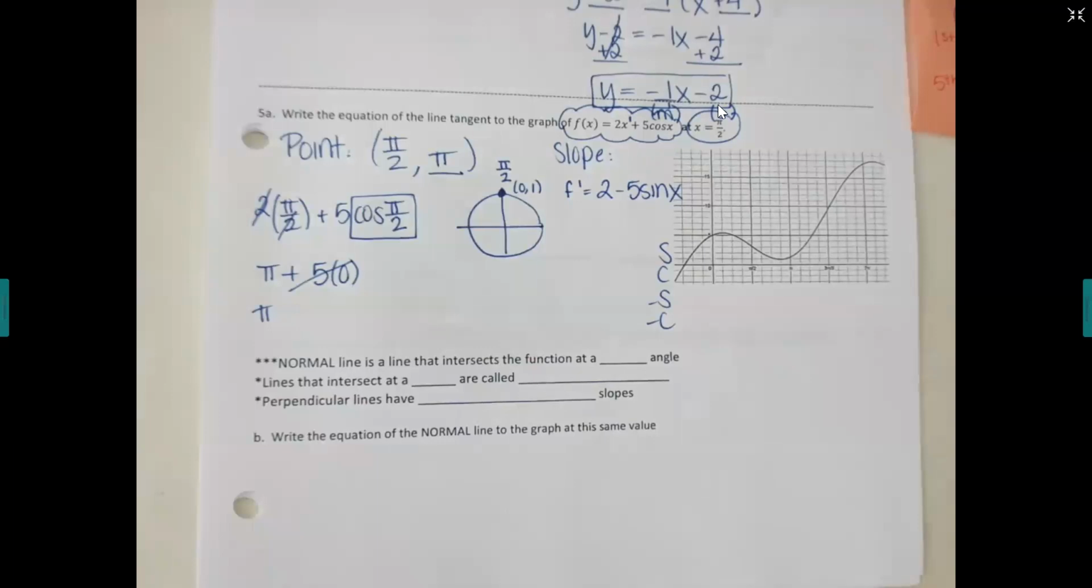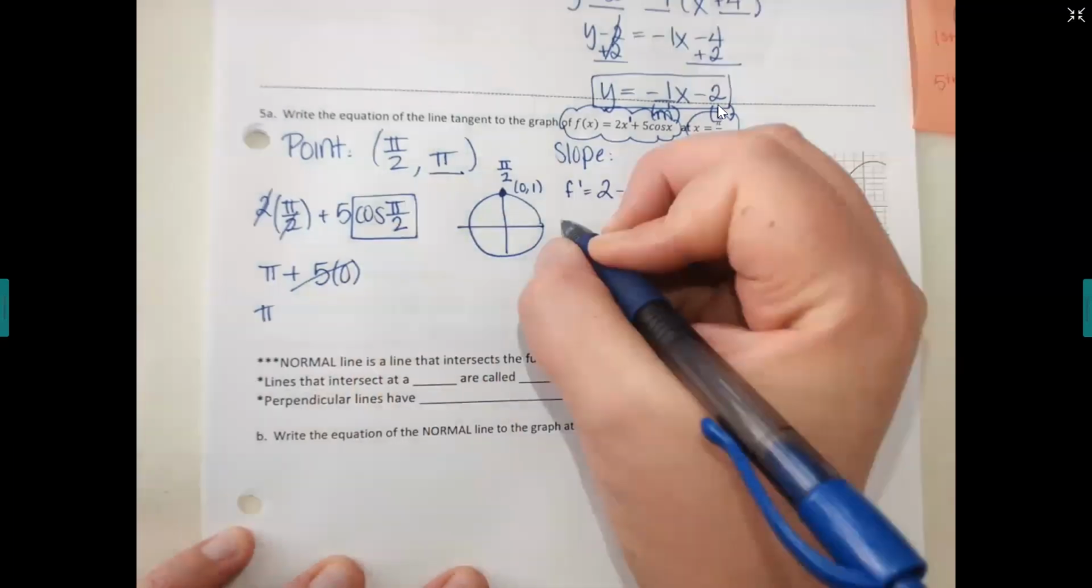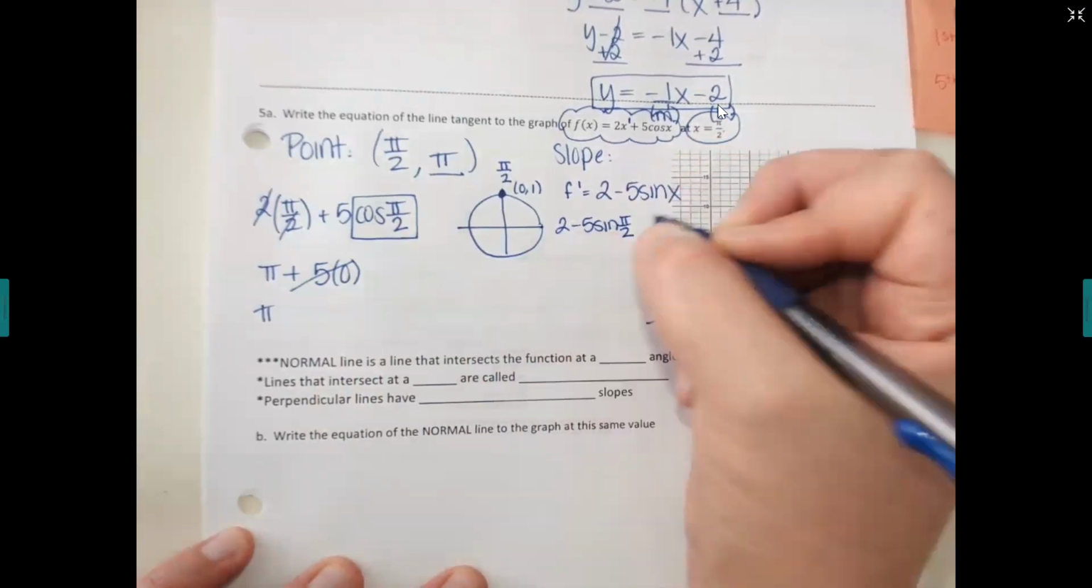But remember, f prime is the slope at any x that I want. I want to use my x. So I'm going to plug in pi halves. So I'm going to have 2 minus 5 sine pi halves.